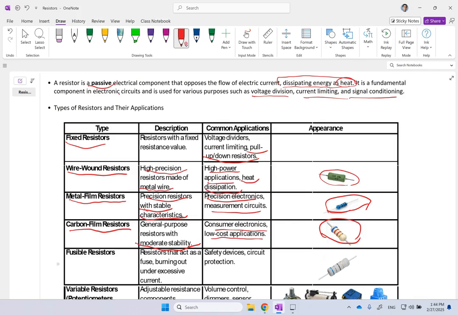And then you have the ones that can act also as a fuse. We call them fusible resistors. So if too much current passes through them, they burn and they avoid excessive current to pass through the device they are connected to and burning that device. So they act as a fuse, and they are used in circuit protections and safety devices. And the appearance could look like this, white or any other color.